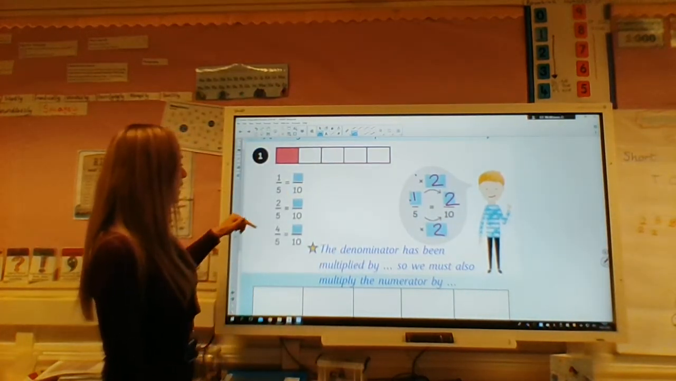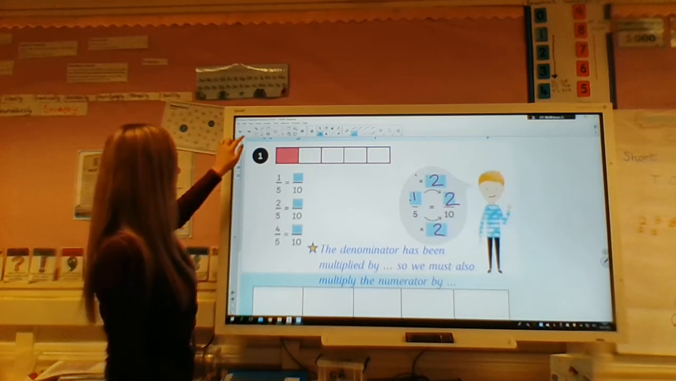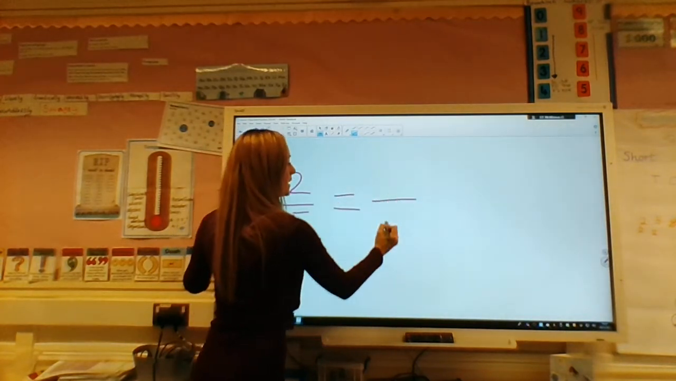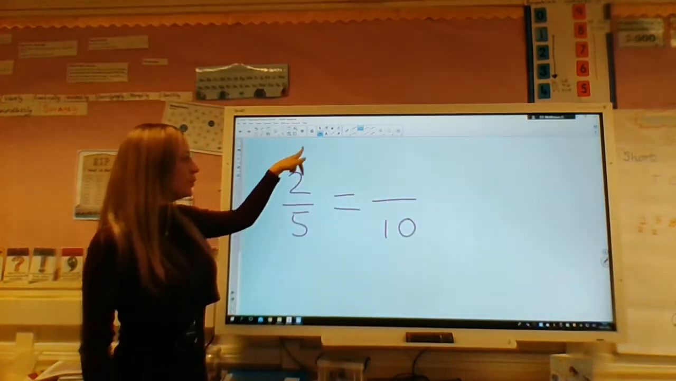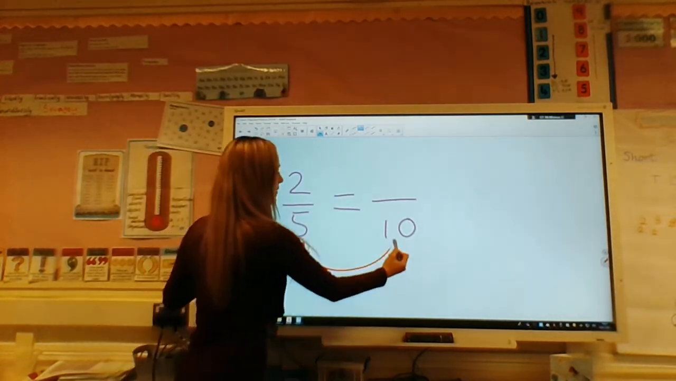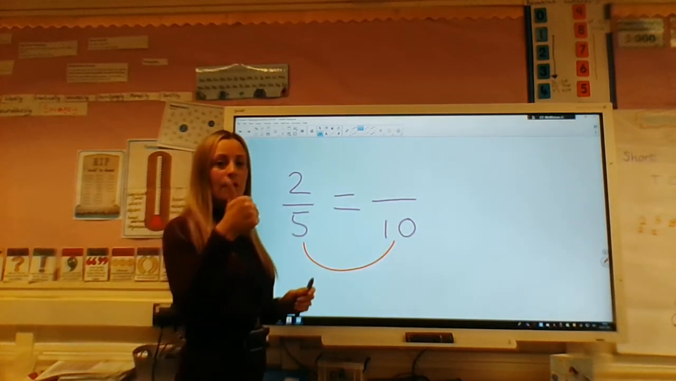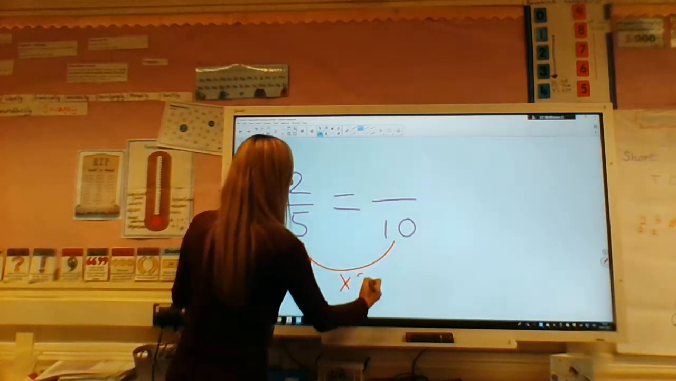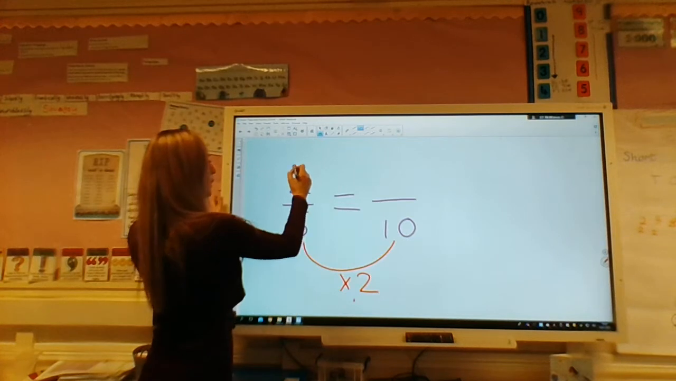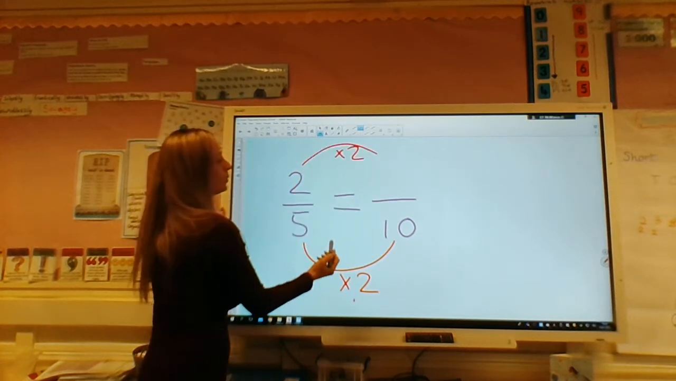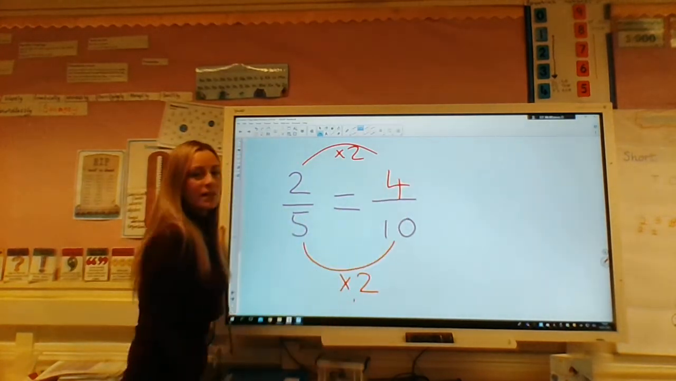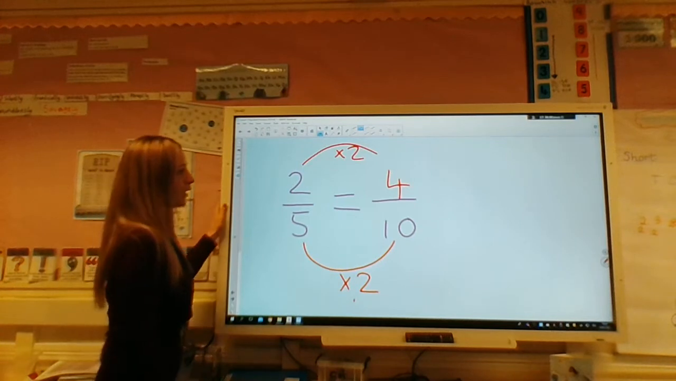And then we've got here, 2/5 is equal to how many tenths? So if I write 2/5 equals something tenths, I can't work out the numerator because there's a number missing, so I'll have to work out the denominator. So how am I getting from 5 to 10? How many 5s go into 10? 5, 10, that's 2, so that's being multiplied by 2. And then all I do is multiply the numerator by 2. So 2 times 2 is 4. So 2/5 is equal to 4/10. They're equivalent fractions.